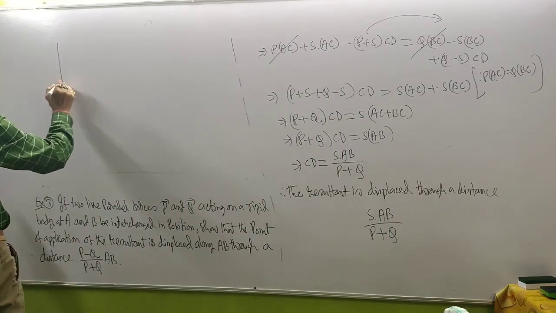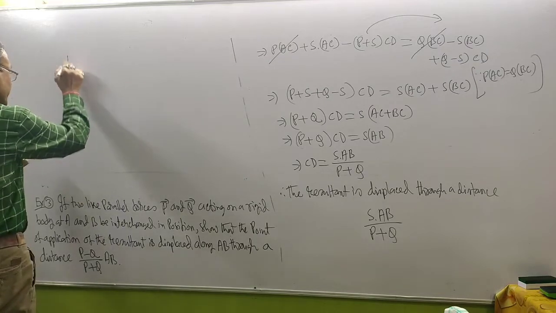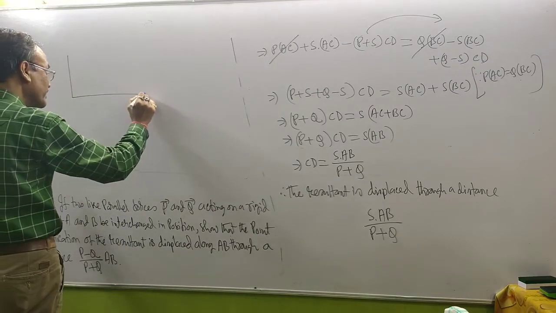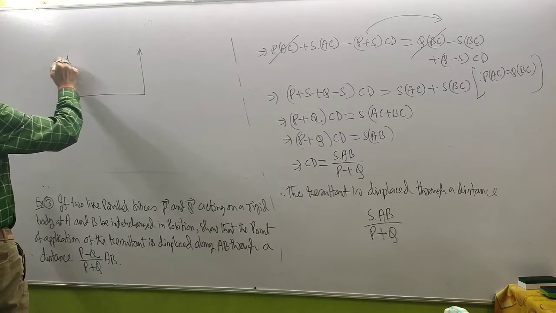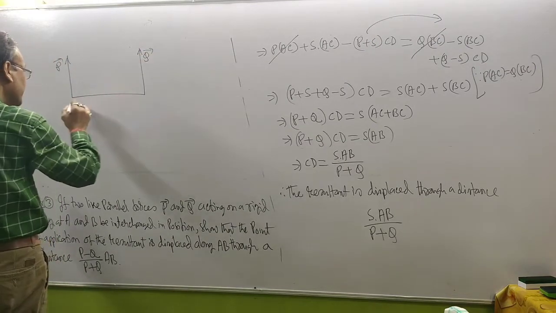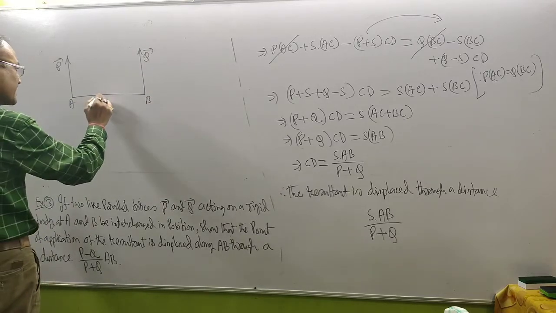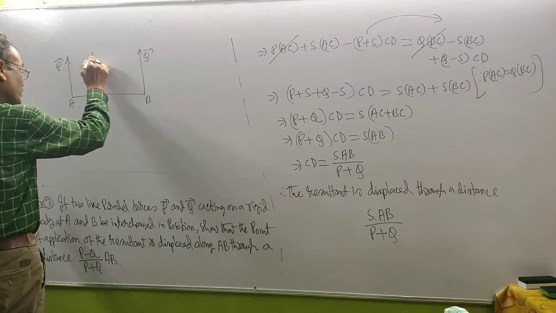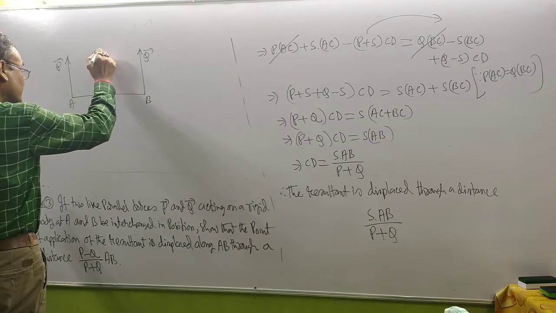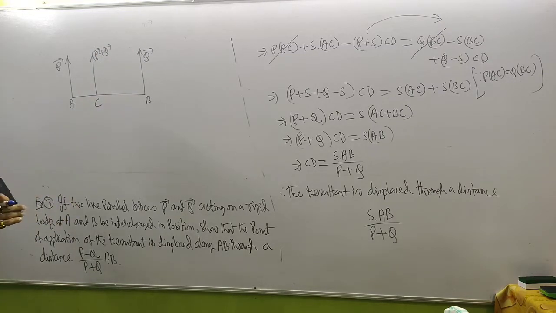Suppose the two forces P and Q are acting at the points A and B respectively, and suppose P is greater than Q. Therefore, the resultant of P and Q will be this. The resultant is acting at the point C.